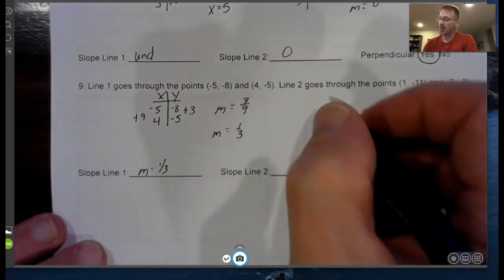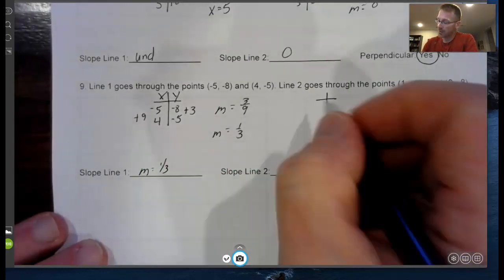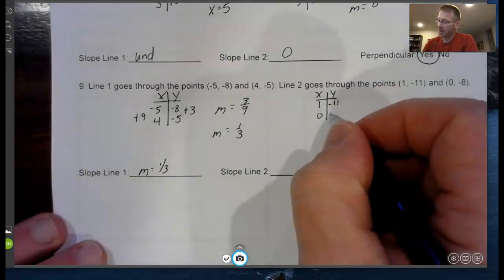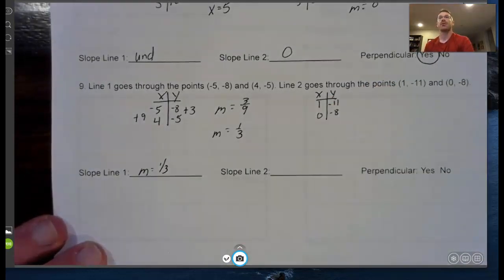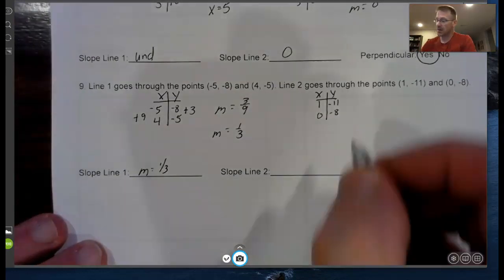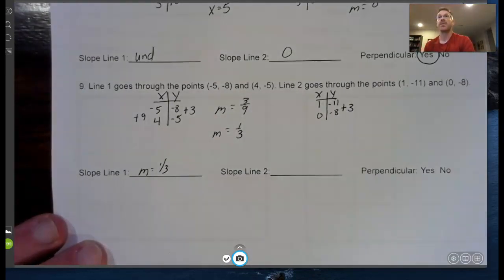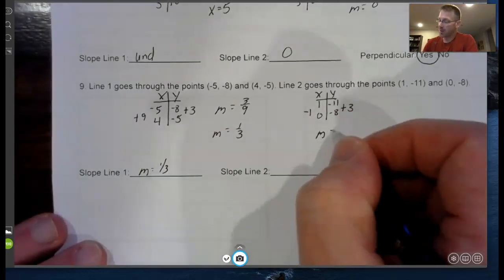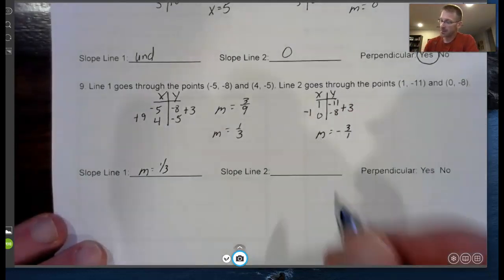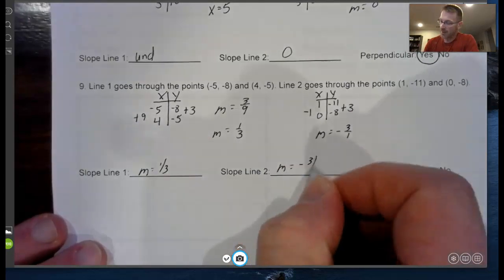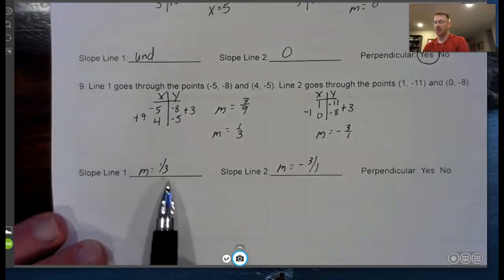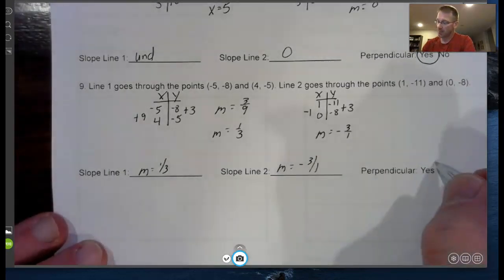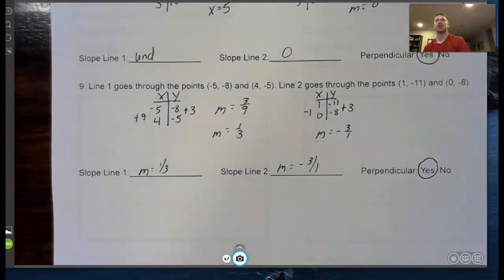Now let's look at what happens for line 2. So I go through 1, -11, and then I go through 0, -8. So -11 to -8 is an increase of 3. From 1 to 0, I go down 1, so my slope would be -3 over 1. So m is equal to -3 over 1. So they are opposites. I have one positive and one negative. They are reciprocals, so these lines would in fact be perpendicular.